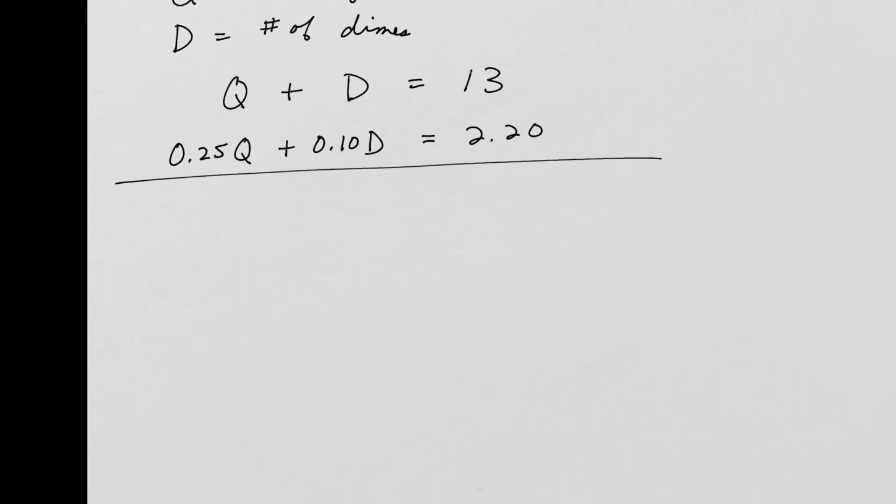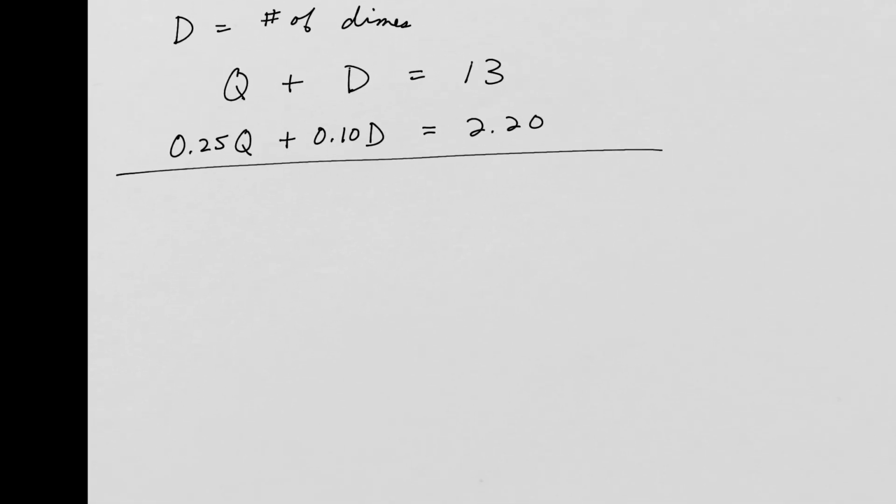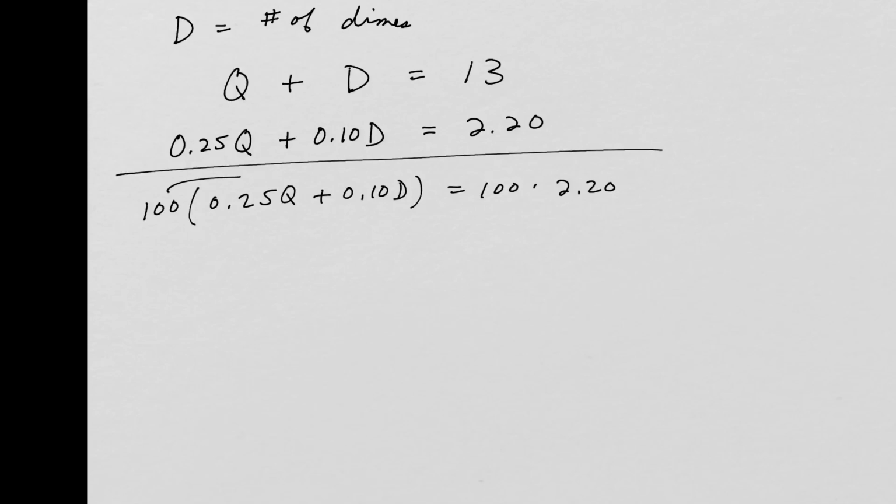What I would do, just so I don't have to worry about decimals, is multiply that second equation by 100. It's not going to change the equation, but it'll just make it easier to deal with decimals. So this will be 25Q plus 10D is equal to 220. And the other equation I could just write down again underneath. It's not going to change.